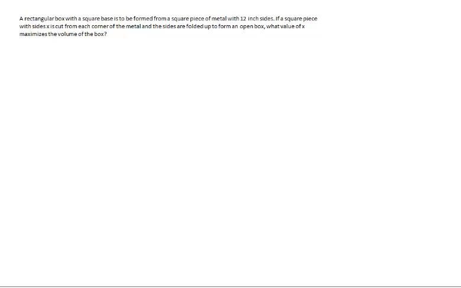So I'm going to draw a picture so that we can see this piece of metal. So we have a square piece of metal, and we're going to cut corners out, and each of the sides of the corner is going to be x. So we're going to have this in each corner. And now we want to maximize the volume of this box.